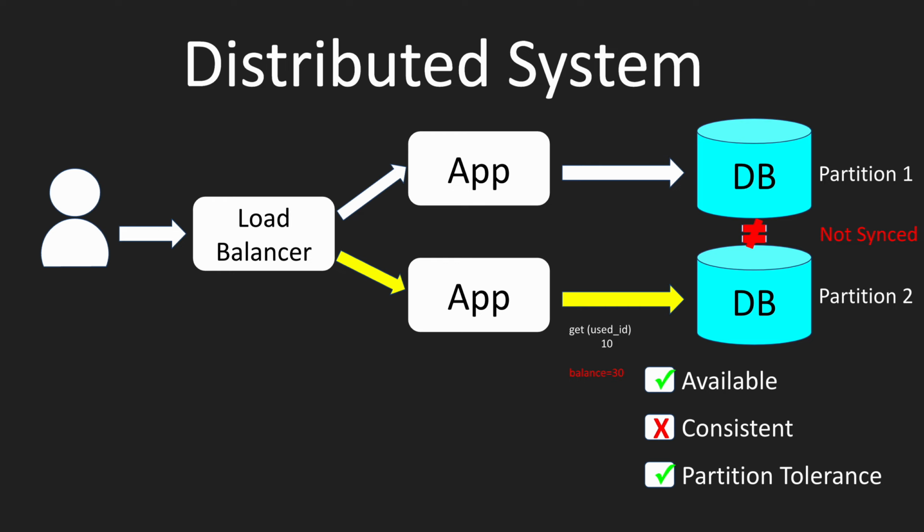So we have this scenario, when our system is available, we have partition tolerance, but our system is not consistent. What is the other option for us? The other option is that if we want to keep our system consistent, and we want the system to work when there is a network issue and our system is not in sync, then in that case our system won't be available.